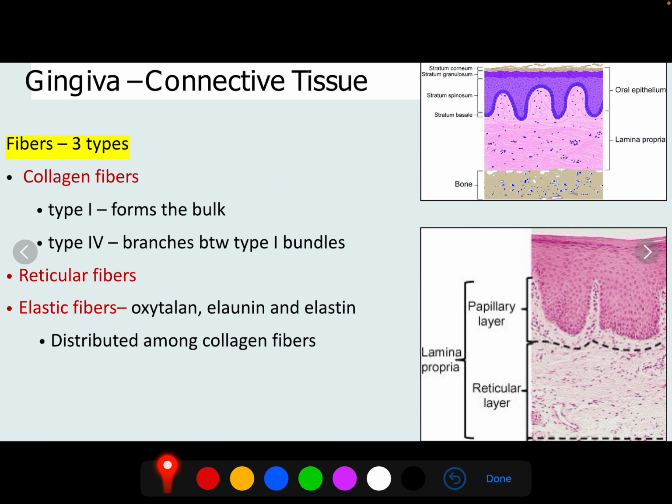There are three types of fibers associated with connective tissue: collagen fibers, reticular fibers and elastic fibers. Type 1 is the major collagen fiber, which forms the bulk of the connective tissue. There is also the presence of type 4 collagen fibers. Elastic fiber examples are oxytalan, elaunin and elastin fibers.